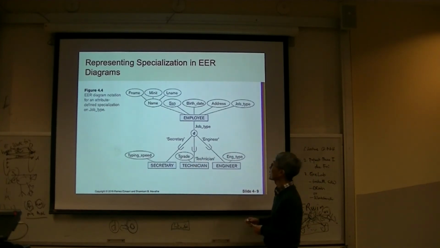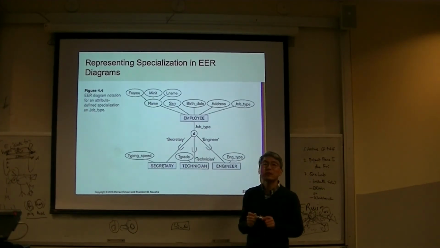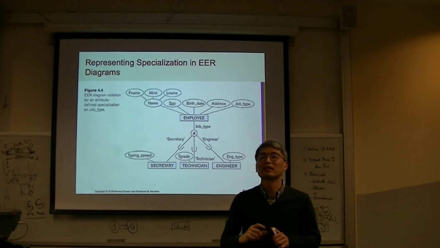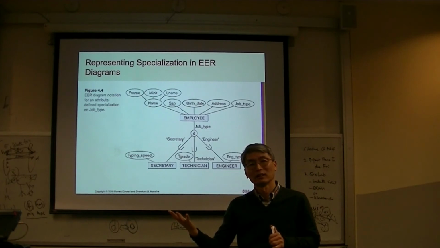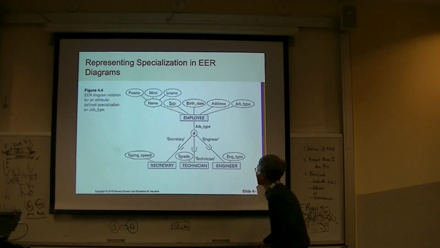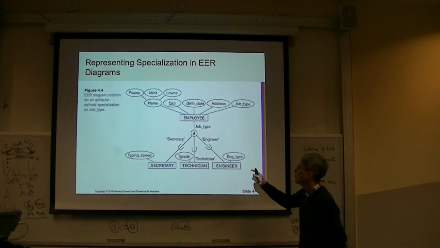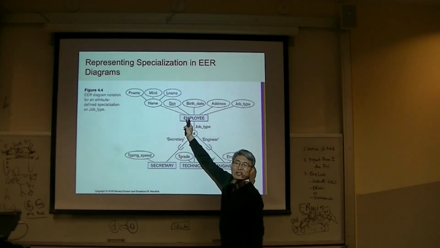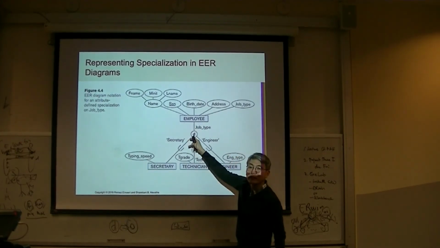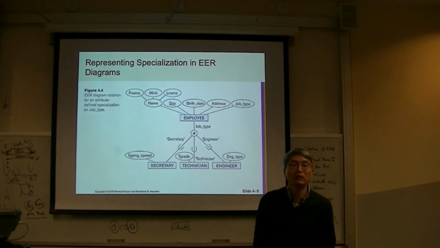Another characteristic is that sometimes you can see a single line or double line. Single line means it's optional. Double line means mandatory. In this case, single line means optional. Optional means there exists an employee who does not belong to anything, which means just the employee. However, if you use the double line, it means mandatory. So employee must be one of these. That is the full participation.